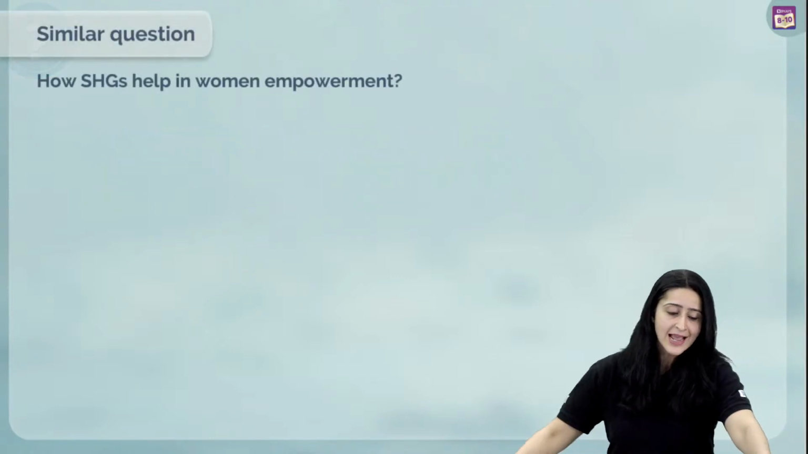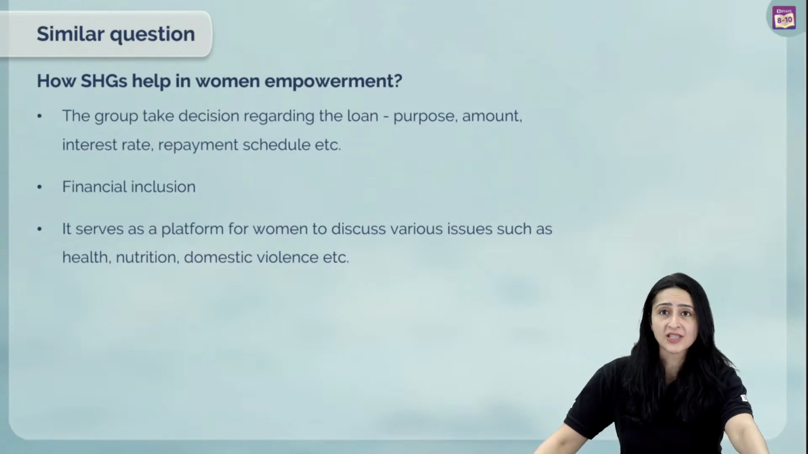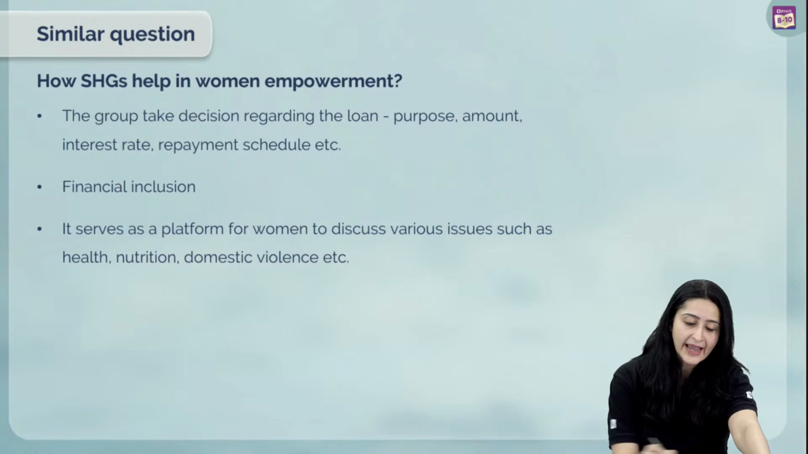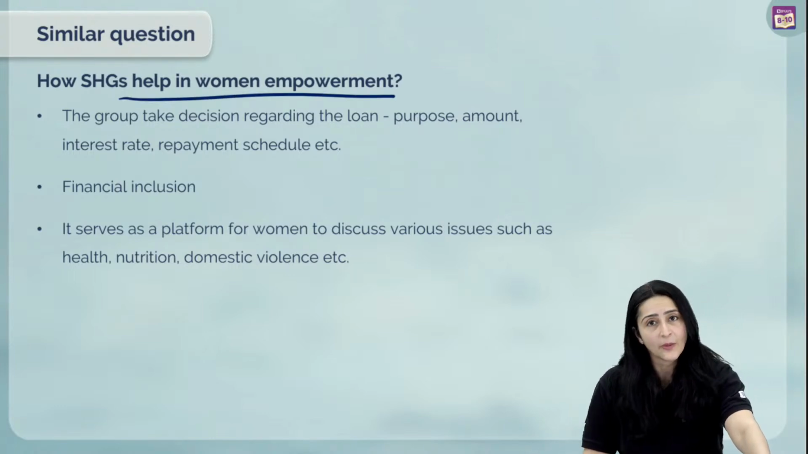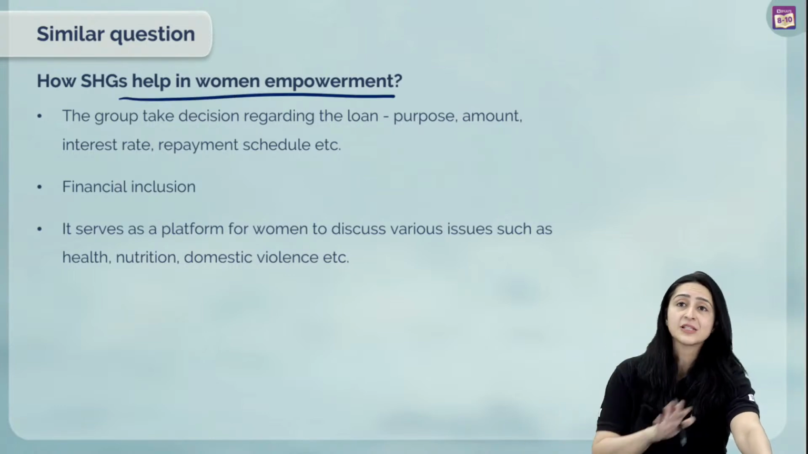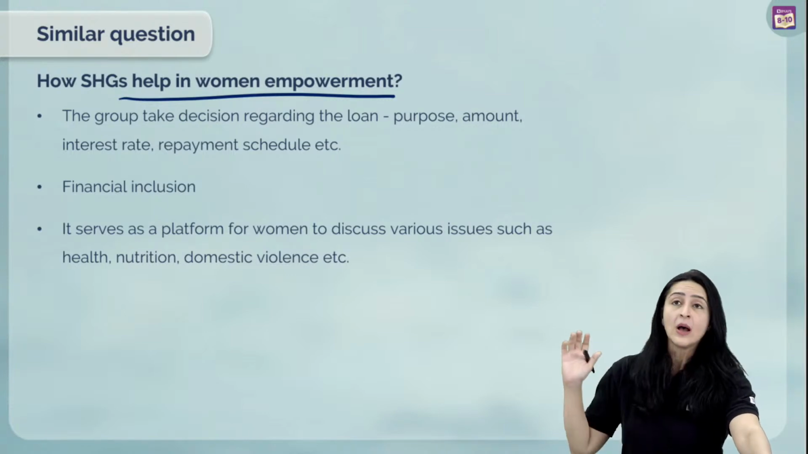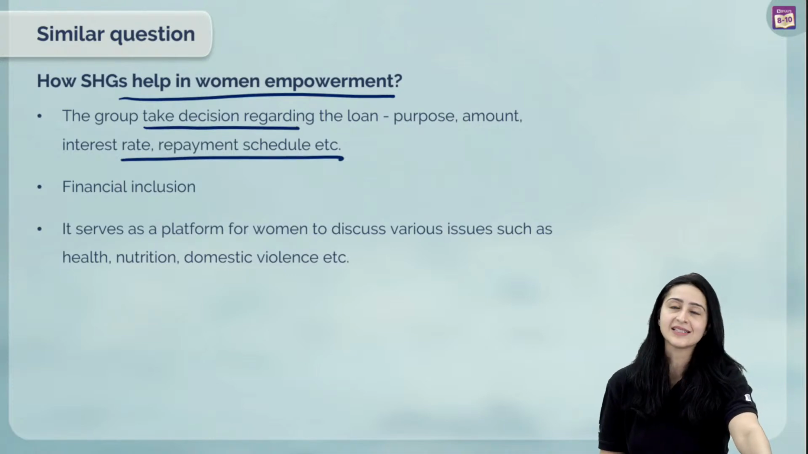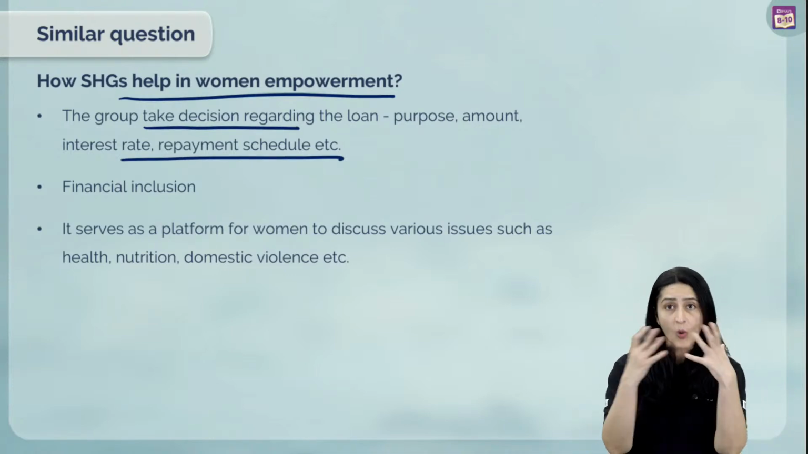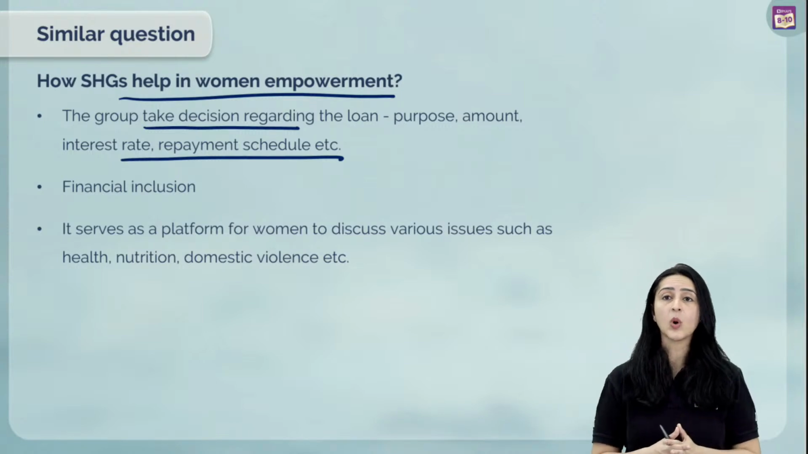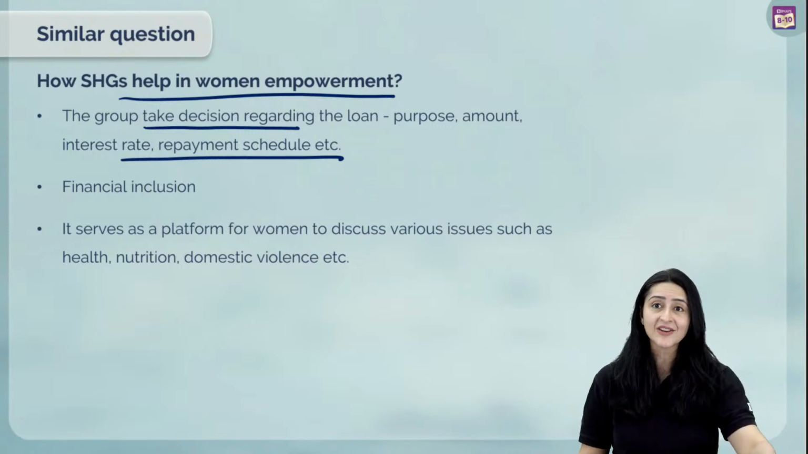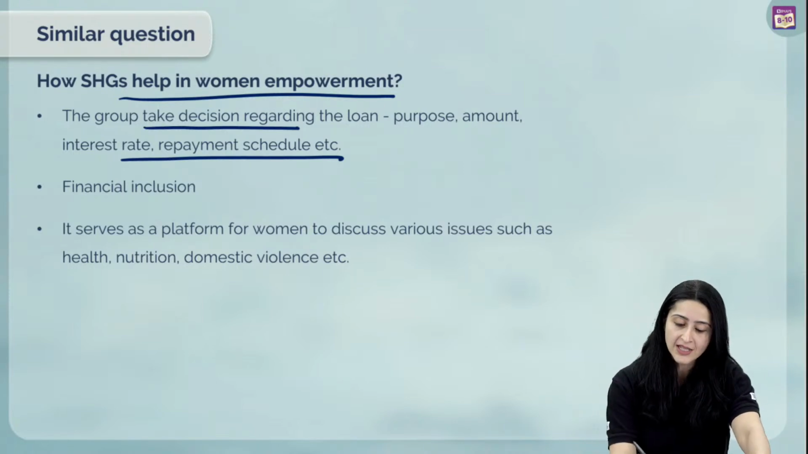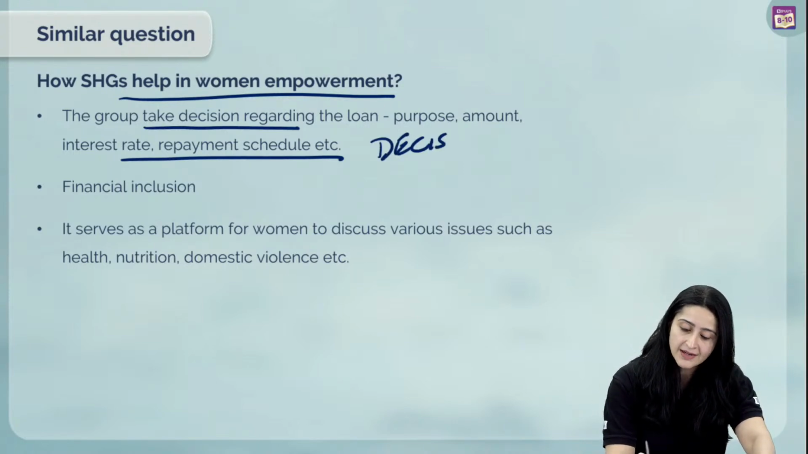Let's move on and take a look at a similar question that we could get. This question says, how do self-help groups help in women empowerment? Well, again, we've already explained the function of self-help groups over here. But in terms of empowerment, the group is taking all the decisions about the loan: what is the amount of the loan, what is the purpose of the loan, what is the mode of repayment, what is the interest rate. So this decision-making ability gives them more of a sense of empowerment.